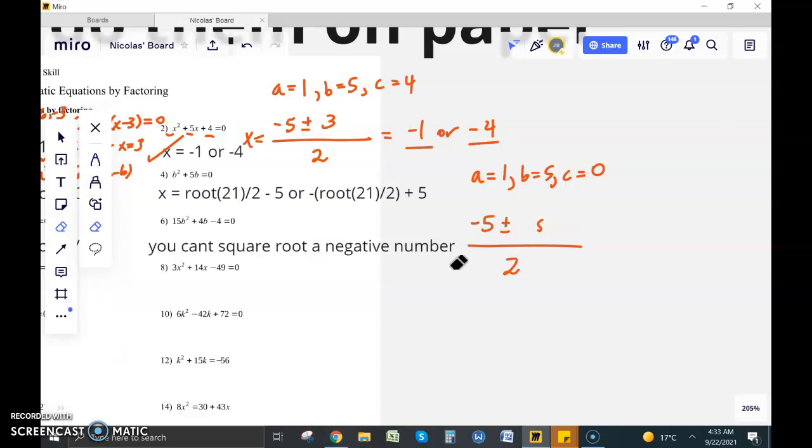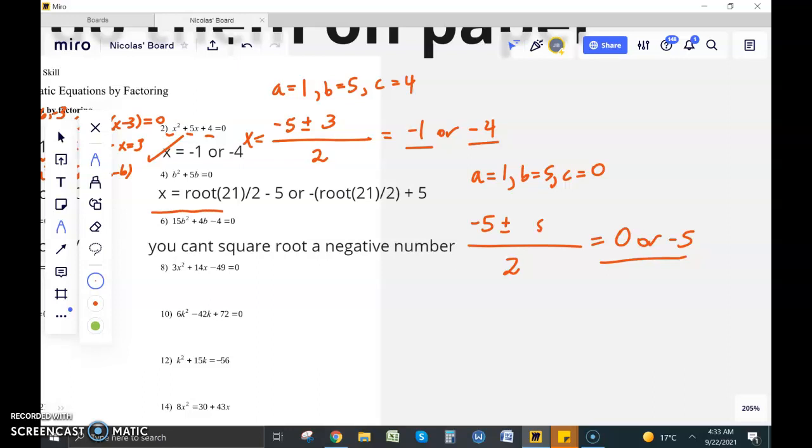The square root of 25 is just 5. So we have negative 5 plus or minus 5 over 2. Well, negative 5 plus 5 is 0, so 0 over 2 is 0. Or negative 5 minus 5 is negative 10. Negative 10 over 2 is negative 5. So those are our two solutions, 0 or negative 5.